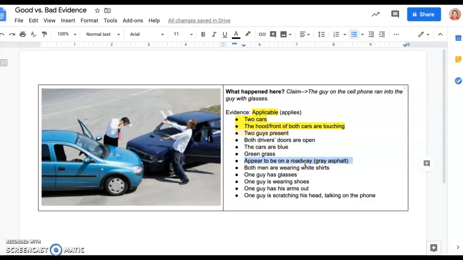Yeah, they obviously had to be on a roadway for them to be driving and therefore to collide, but I don't know that that directly proves my claim. Both men are wearing white shirts. Again, true. Also, definitely not applicable.